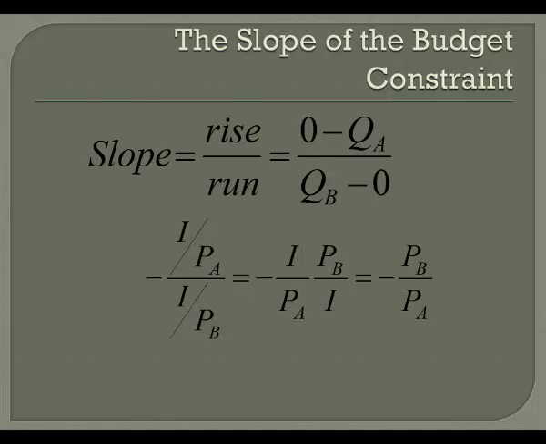And then you end up with an I on top of the fraction and an I on the bottom of the fraction, and those cancel. And that gives us that the slope of our budget constraint is the negative of the price of the good on the x-axis divided by the price of the good on the y-axis, which is exactly opposite of what your intuition tells you that it's going to be.